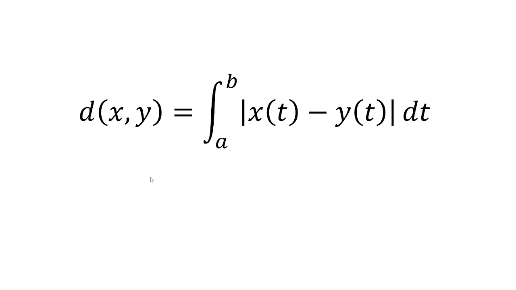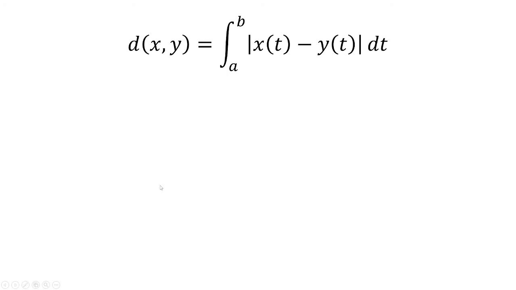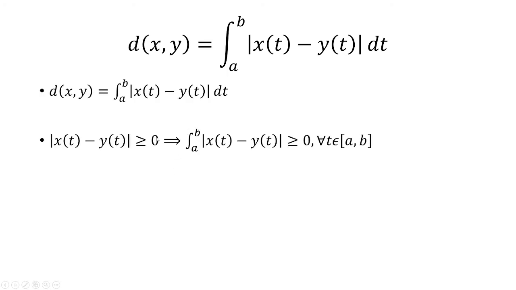In this video, we want to show that d(x, y) is a metric on R. So first, let's show that it's greater than or equal to 0. Well, we know the absolute value of x(t) minus y(t) is greater than or equal to 0 by definition of absolute value. So that means when we're integrating over a non-negative region, it's always going to be non-negative, or in other words, greater than or equal to 0.